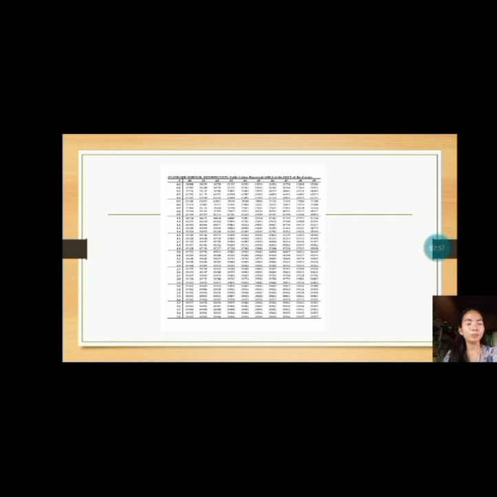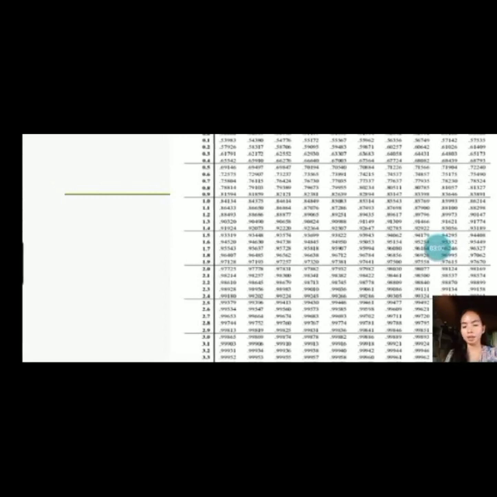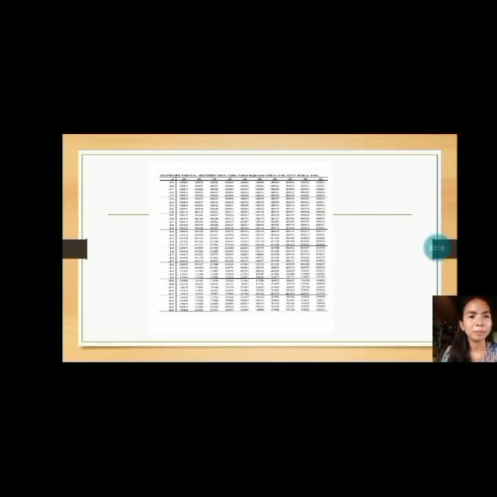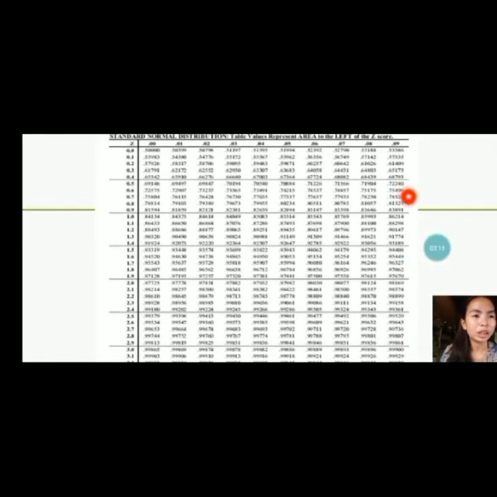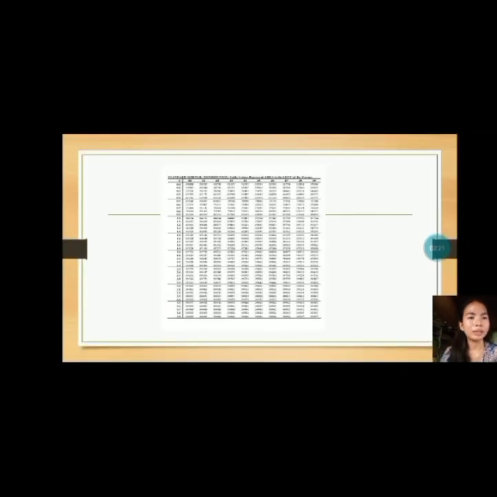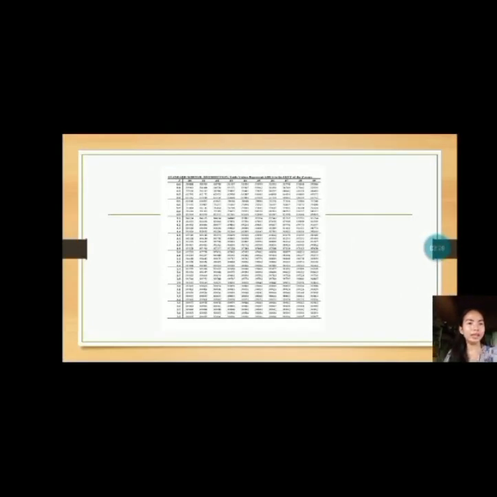1.3 and 0.9. Tama? 1.3 and 0.9. So, 91.77. Kaya ang left side, and then ang top. Ang 1.3, kani nga side. And then, ang 1.9, kani sa taas. Gets?